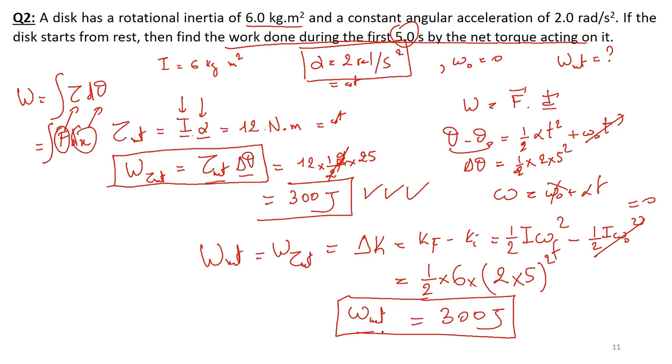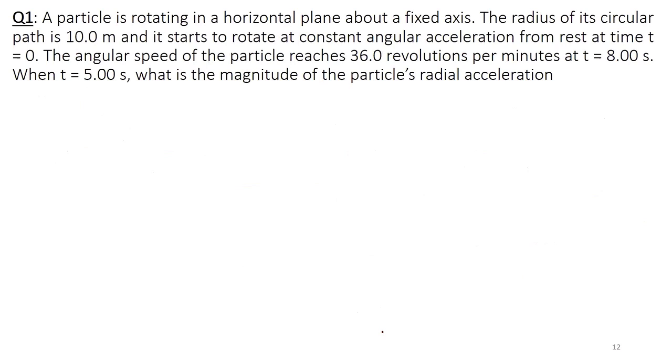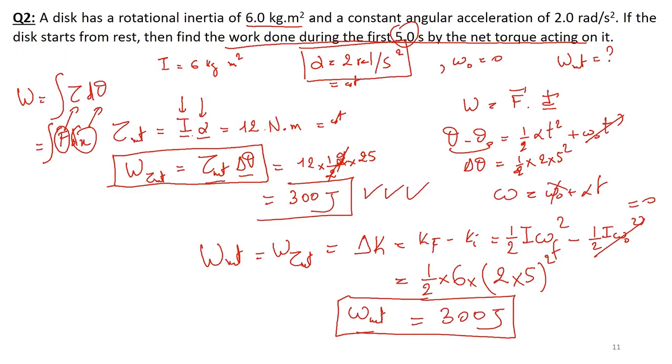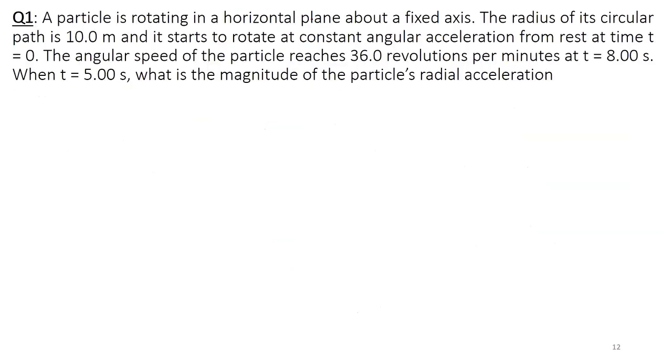Okay. Now, let me go to the next problem here. I did not have time to solve this problem, unfortunately, in the previous section as well. Now, here we have a particle which is rotating in a horizontal plane. Take notes, okay? Don't hesitate to take notes, even if you will watch it later. So, a particle is rotating in a horizontal plane about a fixed axis. The radius of the circular path is given.